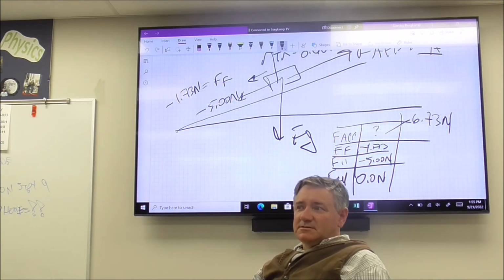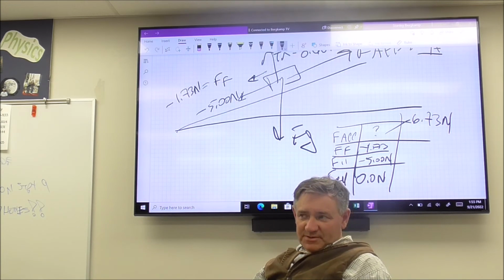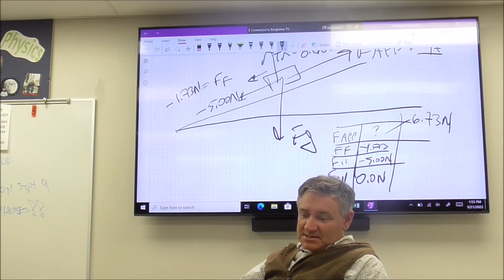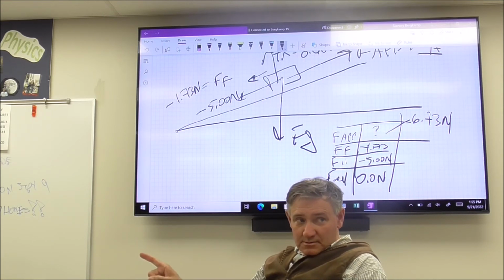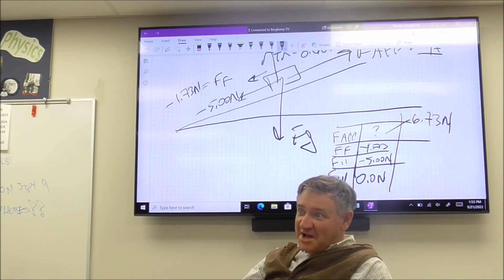Now what's going to change? Your force friction. Am I going to change the numeric value of my force friction? No. I am going to change the sign. So now, if I want this thing to slide down the hill, and it's sliding down the hill, am I still pushing up the hill? Yes, because if I push down, it's just going to go faster, right?